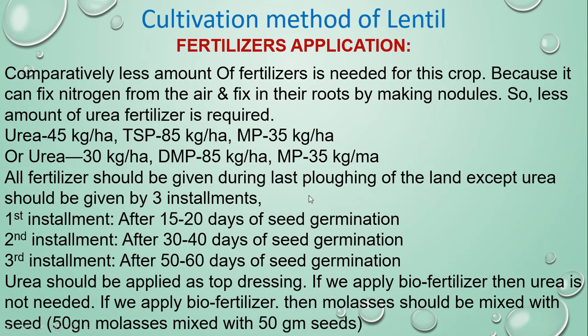All fertilizers should be applied at the last plowing of the land except urea. We always have to remember that urea should be applied in 3 installments. The first installment is 15 to 20 days after seed germination, the second is at 30 to 40 days, and the last one is at 50 to 60 days.